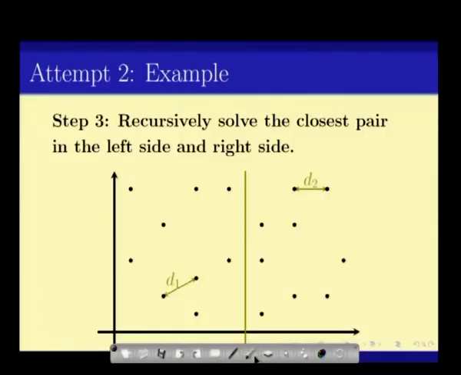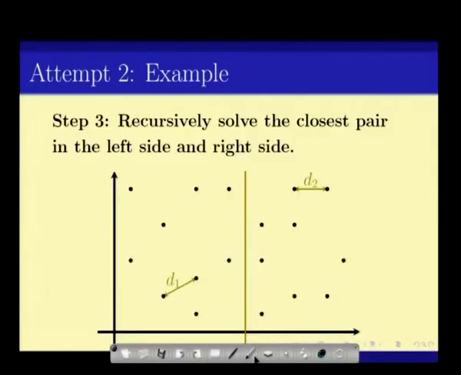In the case of the one dimensional setting, this was very easy: if P is on one side and Q is on the other side, the closest pair can happen only between the maximum of S1 and the minimum of S2. In this case, that is not so. The closest pair can very well be this one, or this one, or anything for that matter. We have no idea. But again, we are only interested in those P and Q pairs whose distance is less than D1 and D2.